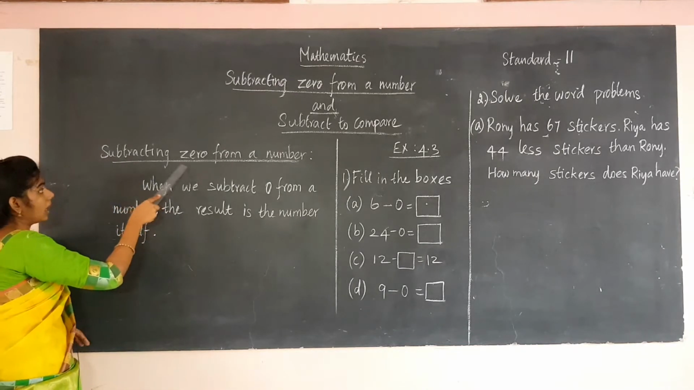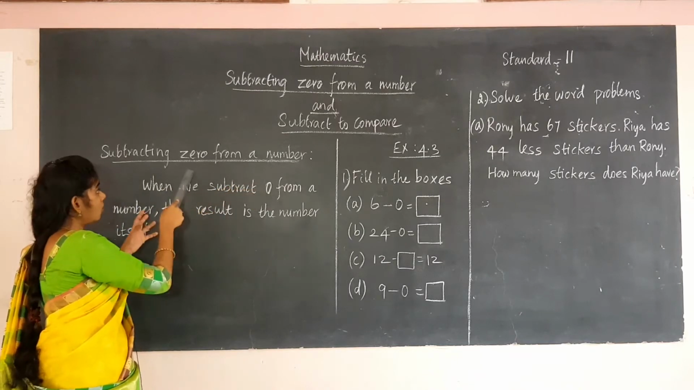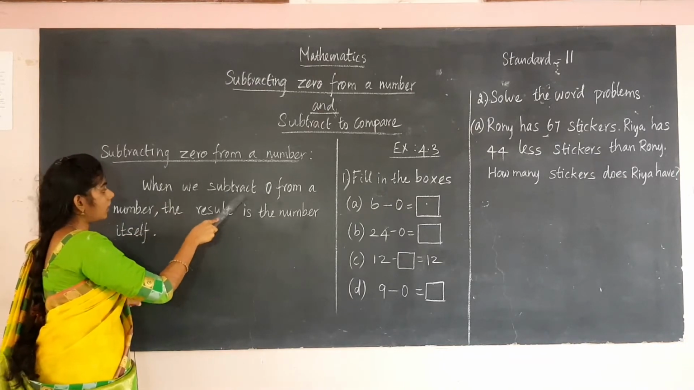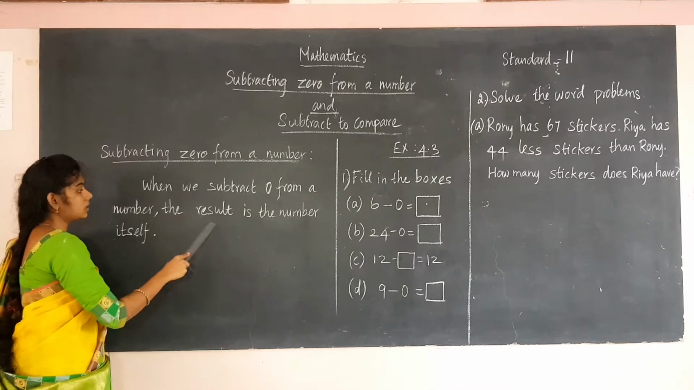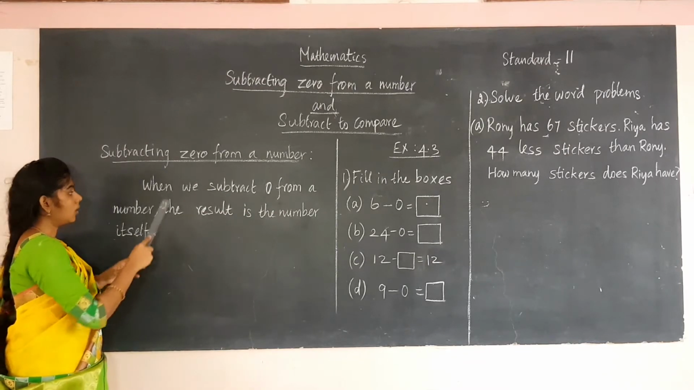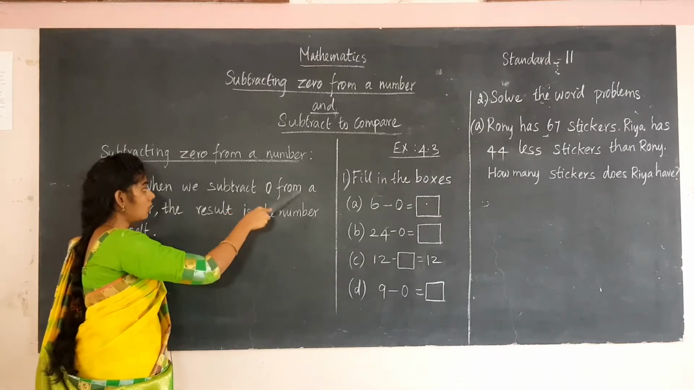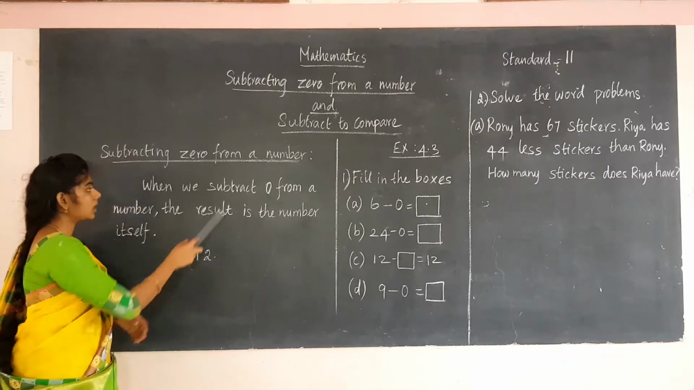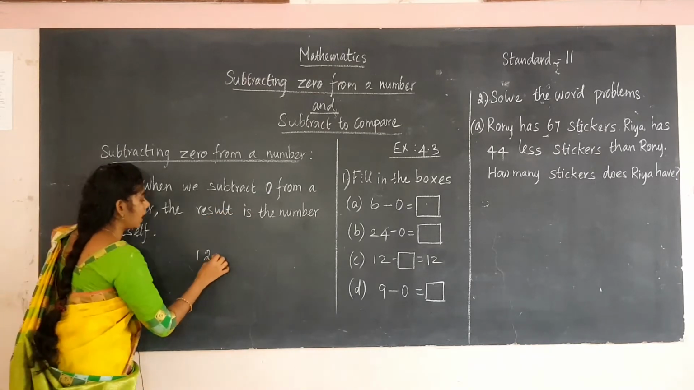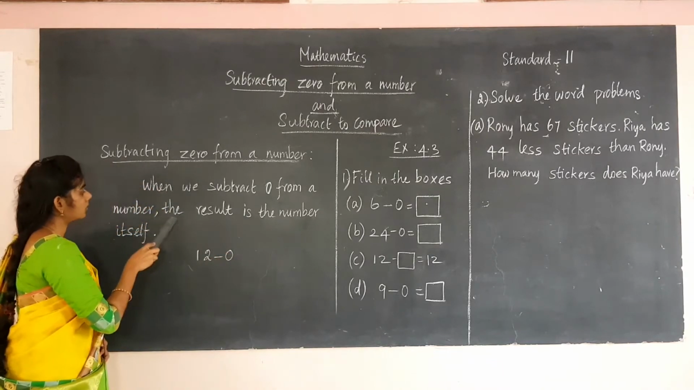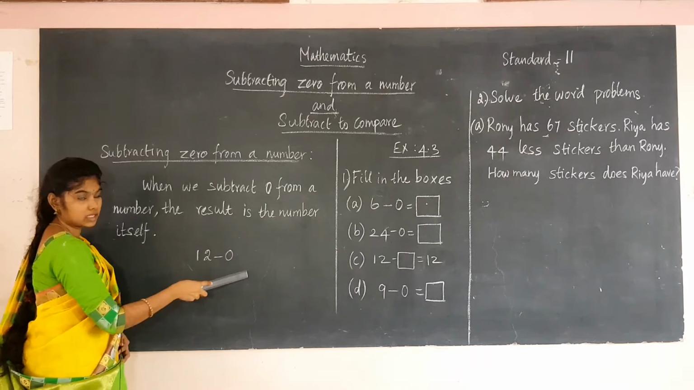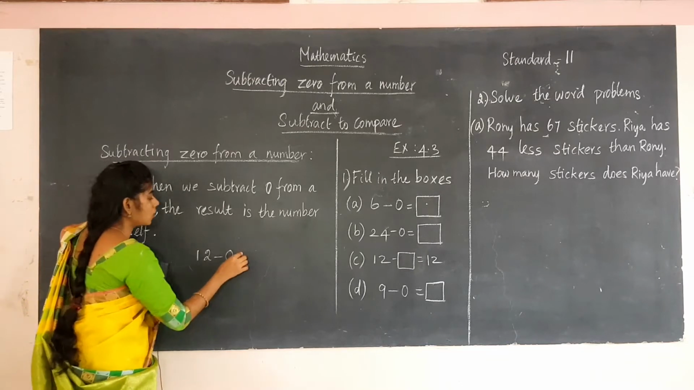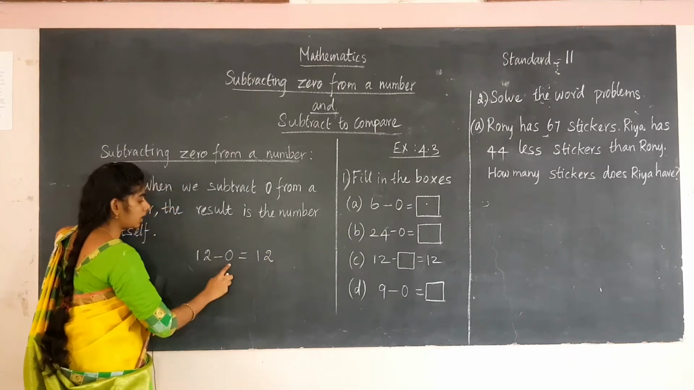So, the first one is subtracting 0 from a number. This is the thing that we should know: when we subtract 0 from a number, the result is the number itself. Take for example 12. When we subtract 0 from this number, we will get the number as the result. Result means the answer. So the answer is the same: 12 minus 0 is 12.